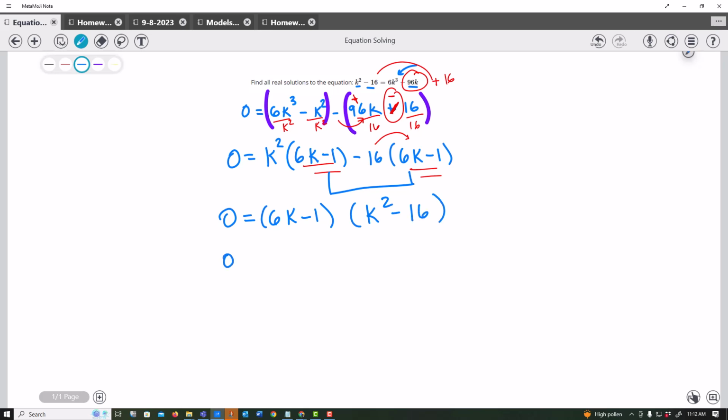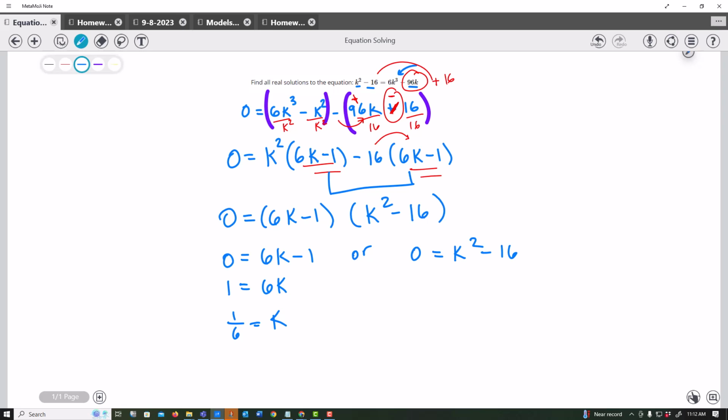And now I have two equations that I could set equal to 0, k squared minus 16. And this one is going to become what? 1, 6. So that would be this answer.